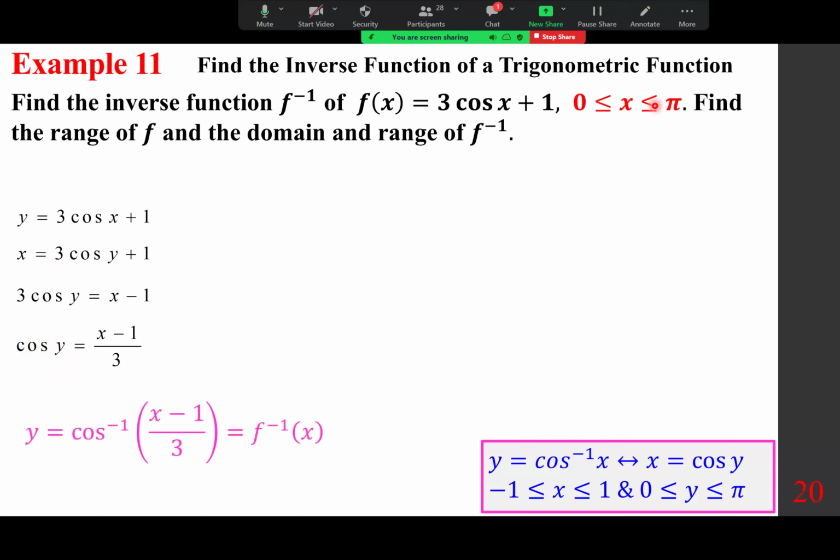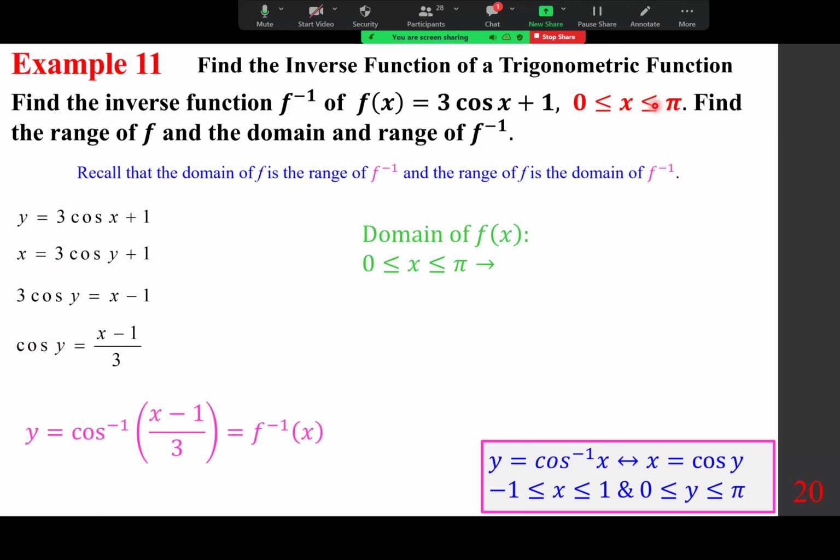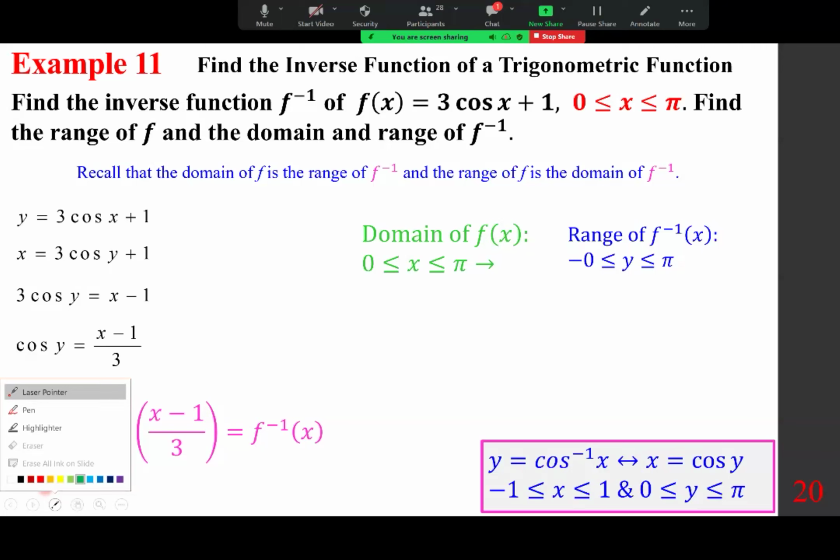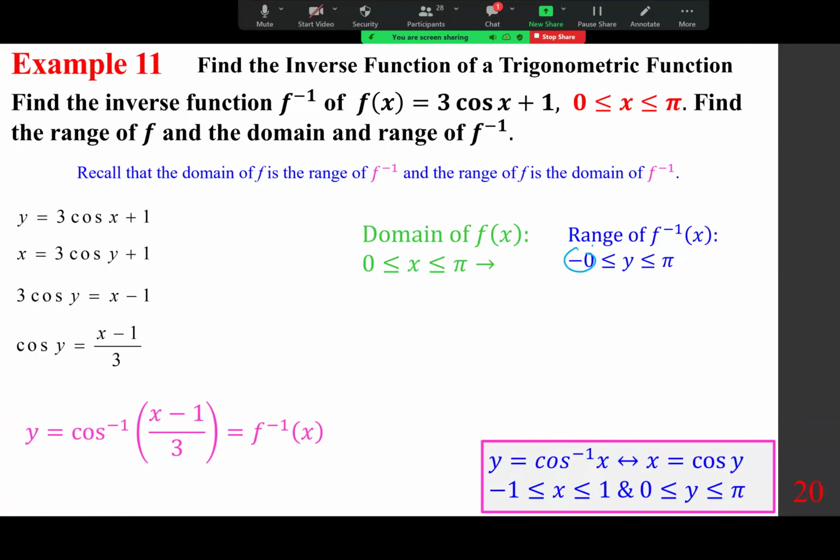Domain is given for f of x. That means range is given for its inverse. So range of f inverse is given. So the same thing. So again, x is between 0 and pi for f of x. Y is between 0 and pi for that. This is 0, not minus 0. Minus 0 doesn't mean anything, so 0.